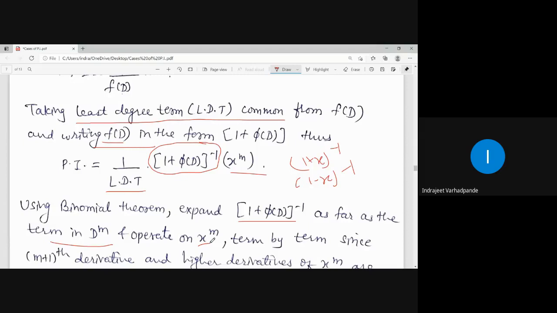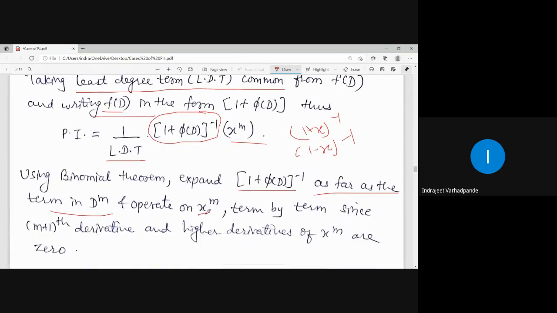Using the binomial theorem, expand 1 plus phi of D to the power minus 1 as far as the term in D to the power m and operate on x to the power m term by term, since the (m plus 1)th derivative and higher derivatives of x to the power m are 0.